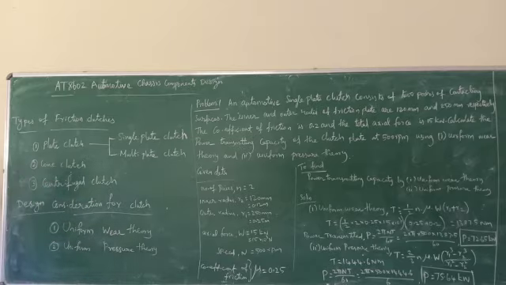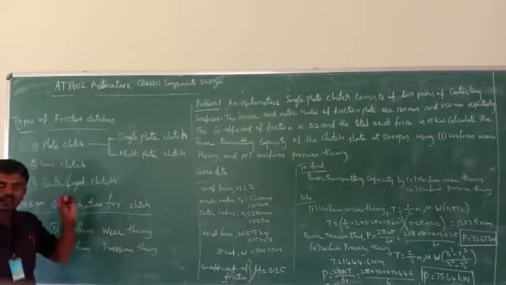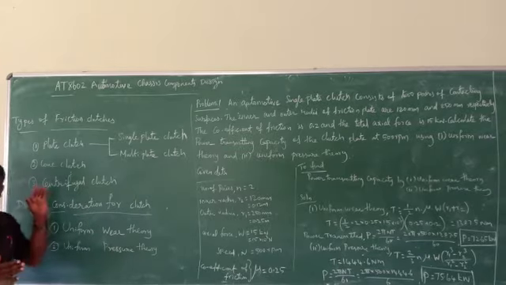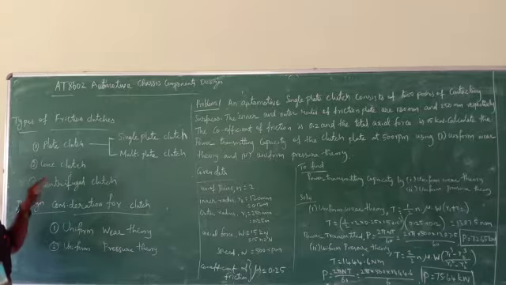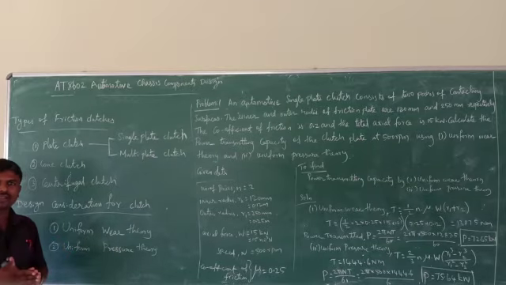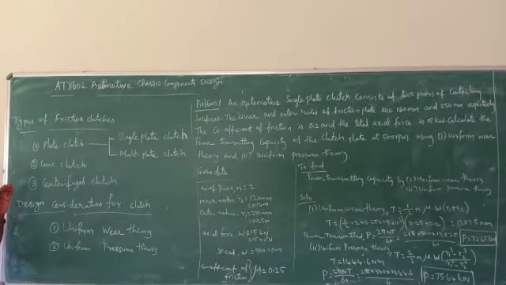Then the second one, cone clutch. What is the cone clutch? The overall clutch section is conical in shape, and that's why it is named the cone clutch. Here we have more contact area, more contact surface, so the friction will be more. This is the main thing.